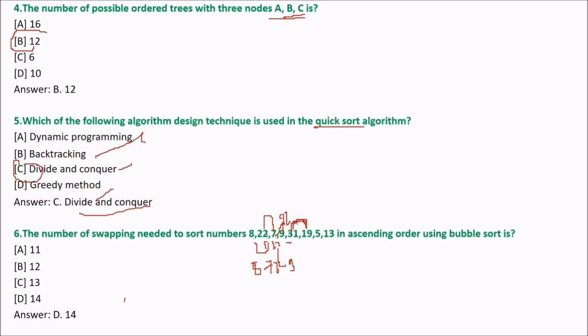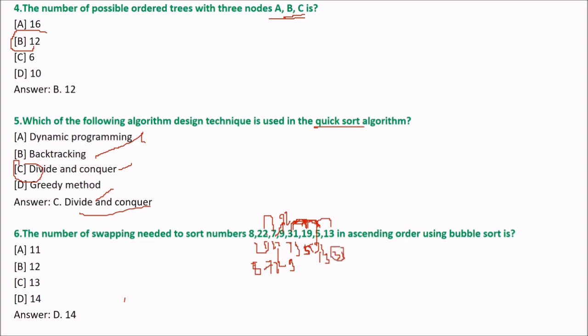We'll check for 31 and 19. Which one is greater? 31. So 19 will be swapped with 31. 31 and 5. Which one is greater? 31. So we'll take 5 here. Now 31 and 13. Which one is greater? 31. 31 will come here, and 13 will be here.